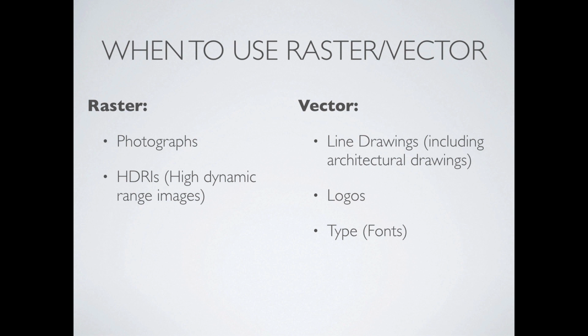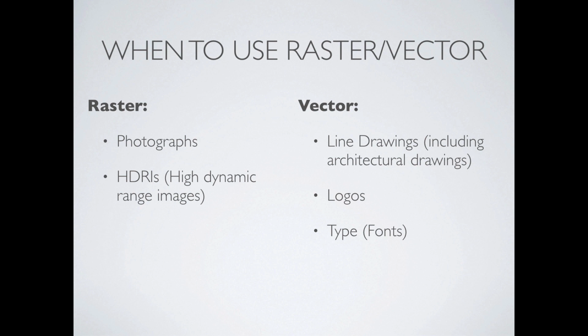So when do we use one type versus the other? Our raster graphics are always going to be for our photographs, our high dynamic range images, background imagery, that sort of thing. Vector graphics, on the other hand, are great for line drawings, things that are to scale, things that we want to be able to enlarge and adjust scale on: architectural drawings, design drawings of any kind. Those all fall into vector graphics.